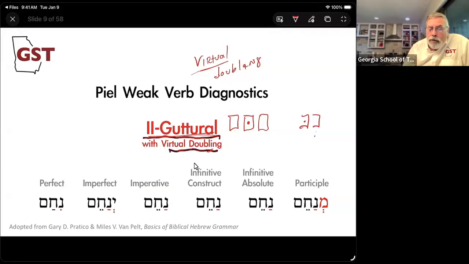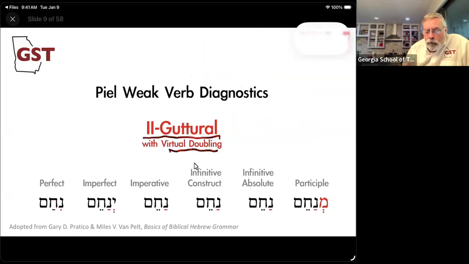Well, so what happens is that they're virtually doubling it. In other words, basically, it's virtual, it's not real. So what happens is that the dagesh forte can't go here, so it goes away. It's called virtual doubling. It's really not doubling at all. That's why it's virtual. Virtual doesn't mean literal, it means non-literal. Anyway, that bothered me for a long time. I finally kind of figured it out. I don't know if I got it exactly right, but I'm pretty sure that's what it is. So it's called virtual doubling.